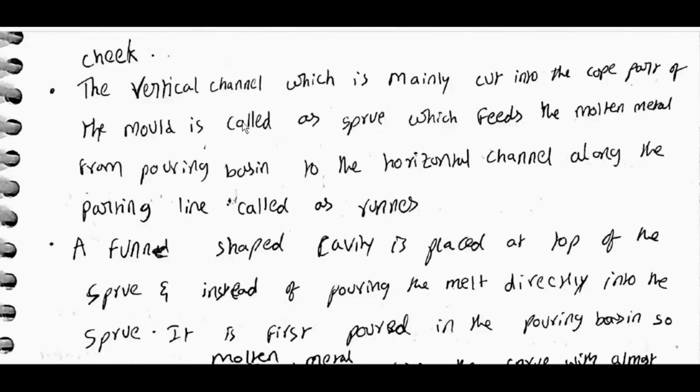The vertical channel, which is mainly cut into the cope part of the mold, is called the sprue, which feeds the molten metal from the pouring basin to the horizontal channel along the parting line, called the runner.